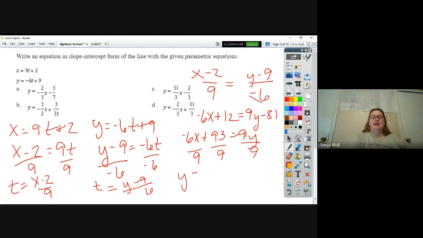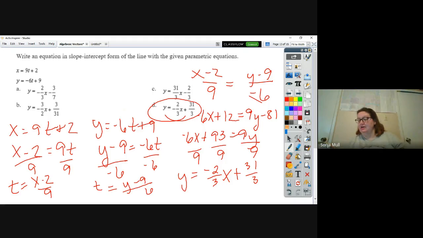And in this case, I'm going to have to reduce. So I'm going to get -6 over 9. Both of those are divisible by 3, and I get -2/3. So -2/3 x plus 93 over 9. Both of those are divisible by 3, and I get 31 over 3. And so y equals -2/3 x plus 31 over 3. The answer again is D.